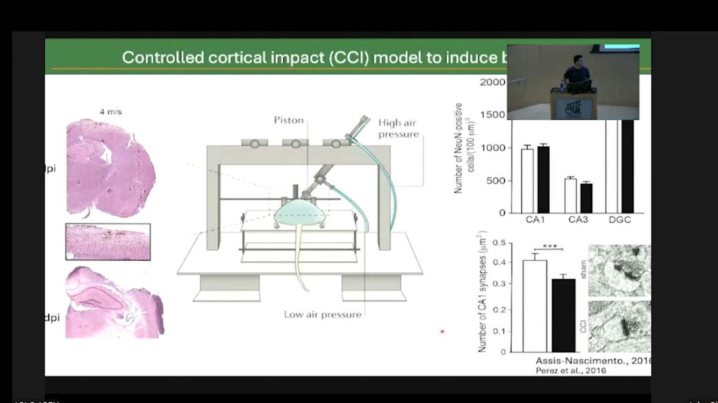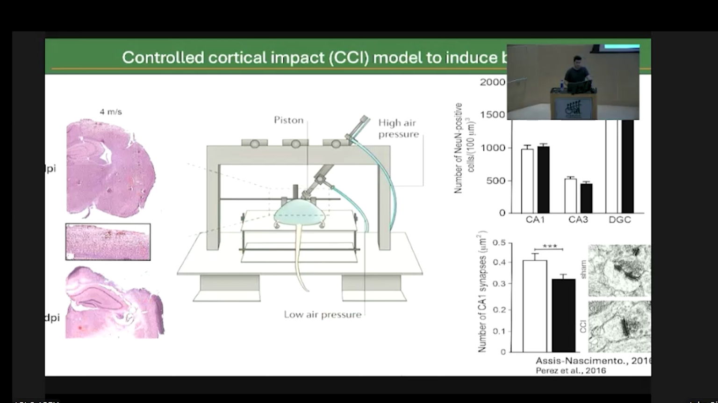So how do we model a moderate traumatic brain injury in our lab? We use the controlled cortical impact model to induce brain injury. We anesthetize the mouse, perform a craniotomy, and expose the cortex, with the dura left intact. Then a piston delivers a fixed blow to the brain at 4 meters per second. What I want to highlight is that within our model, at 7 days post-injury, there's extensive cortical damage. However, the underlying structures such as the hippocampus remain structurally intact.